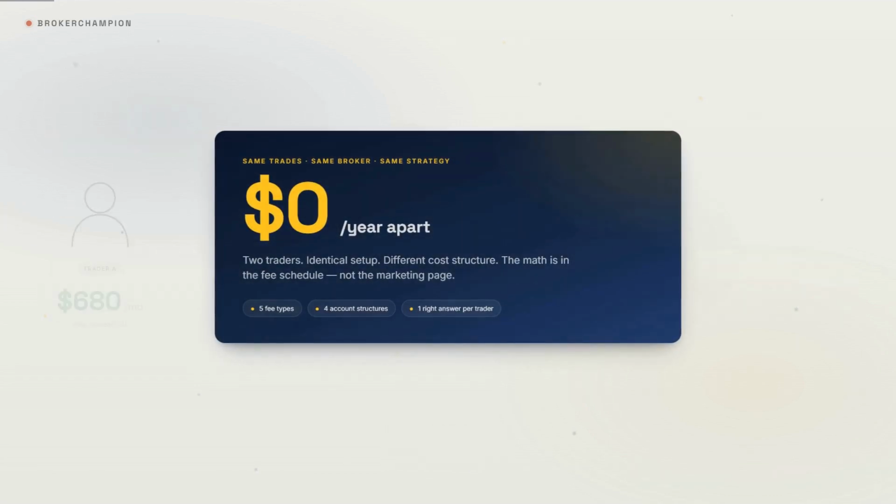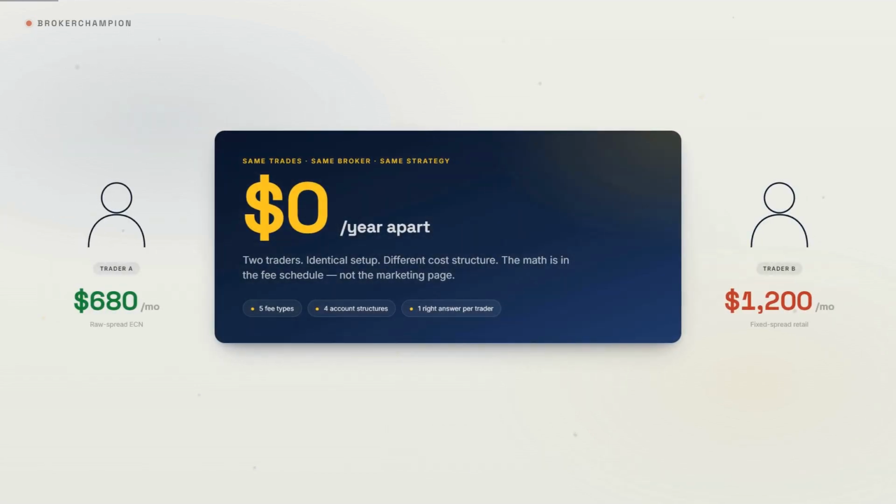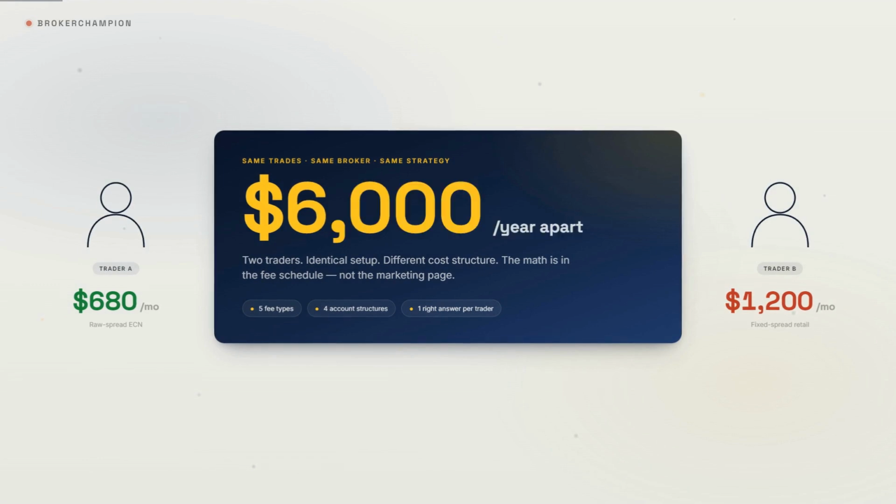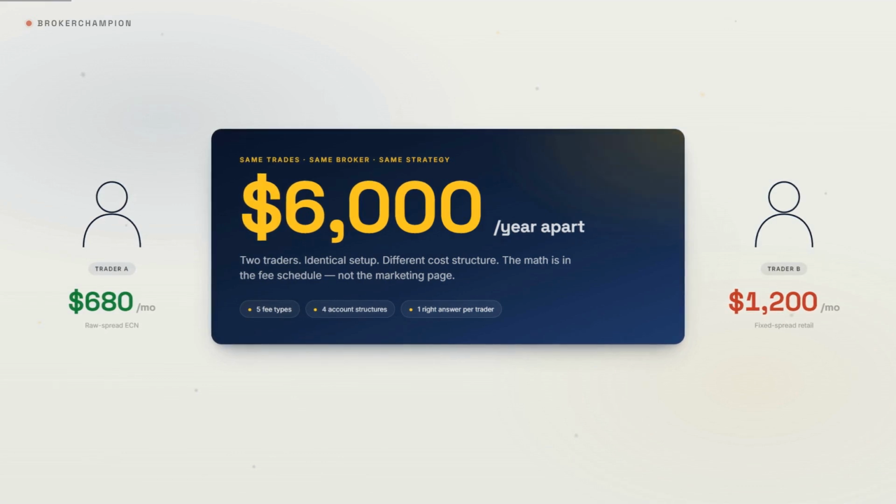By the end, you'll know what each fee actually is, when it hits, and which account structure fits the size of your account. Because 2 traders running the exact same strategy at the same broker can pay $6,000 apart per year. Same trades, different cost structure. We'll get to why. Let's start with the one you've already seen.